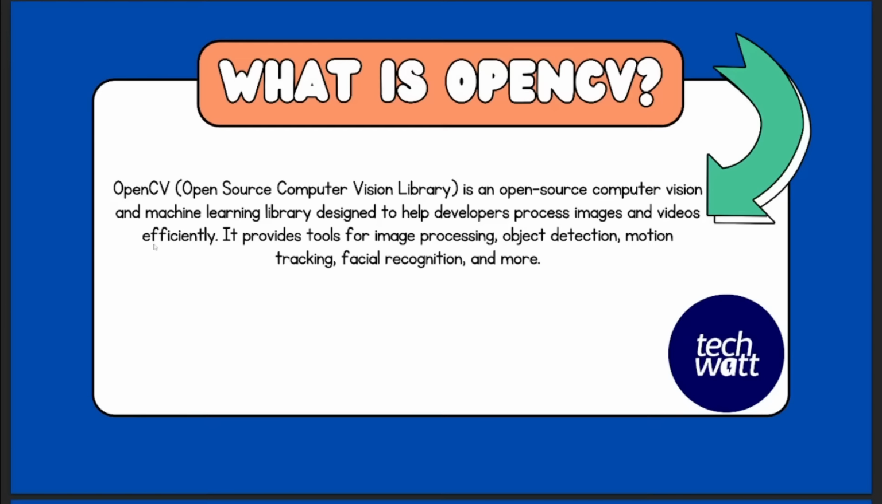Alright, so before we get started, I know you'll be asking, what is OpenCV? So OpenCV stands for Open Source Computer Vision Library. It's open source because you can use it for free. You don't have to pay anything, okay? So the OpenCV library is an open source computer vision and machine learning library designed to help developers process images and videos efficiently. It provides tools for image processing, object detection, motion tracking, facial recognition, and more.